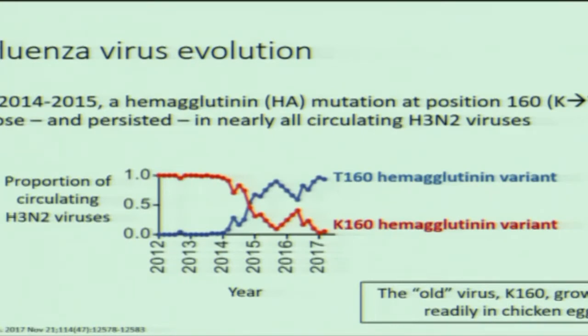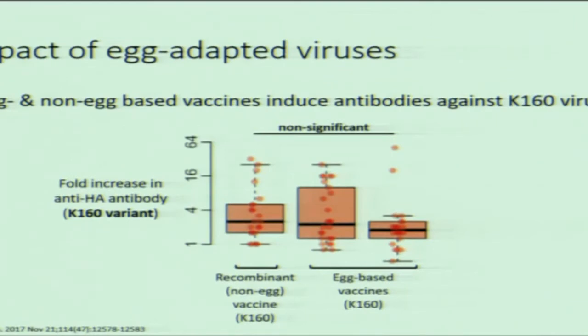And so if you had a vaccine that had the T160 virus in it, supposedly, you might end up actually generating antibodies against the K160 virus because that's what actually grew in your chicken eggs. So they decided to look at this. So they compared antibody responses to different types of influenza vaccine, comparing non-egg-based vaccines and then egg-based vaccines. So in this graph, they looked at the vaccine's ability to mount antibodies against the K160 virus. And you can see that all of the vaccines were pretty similar, which makes sense.